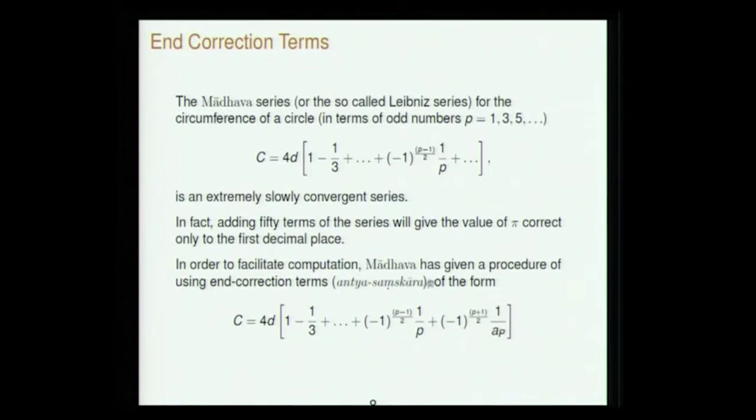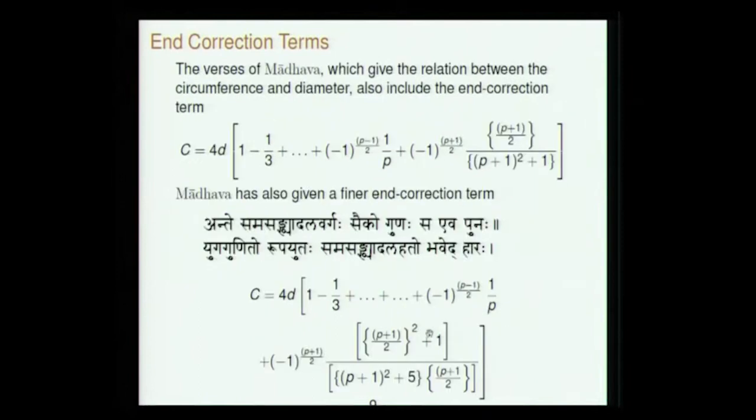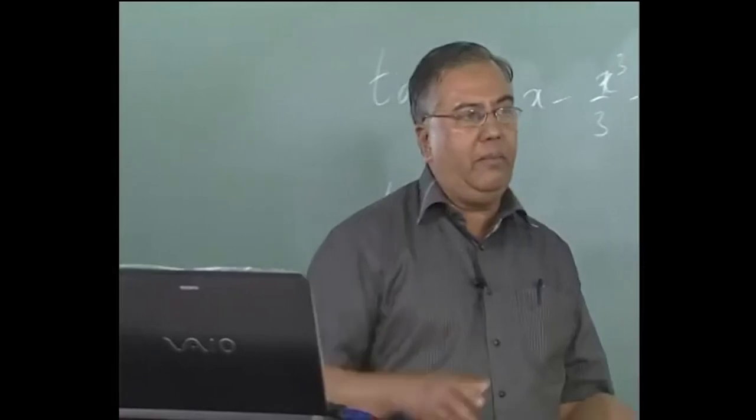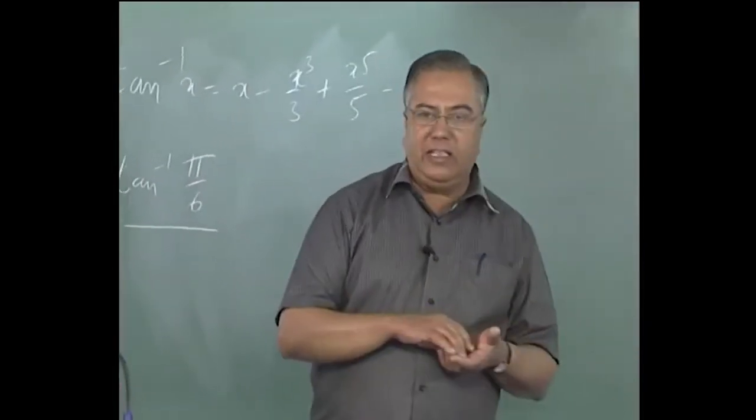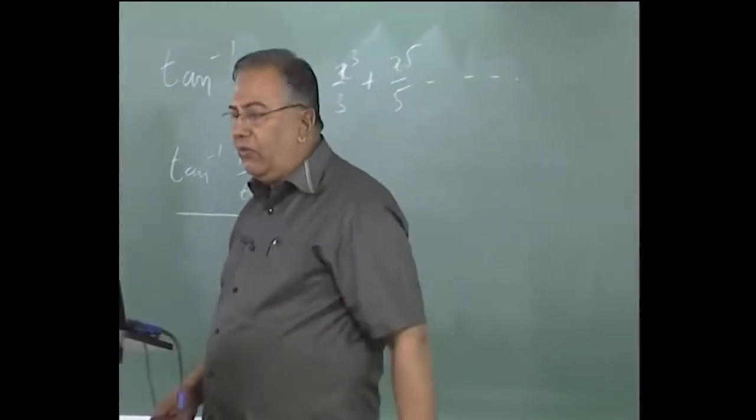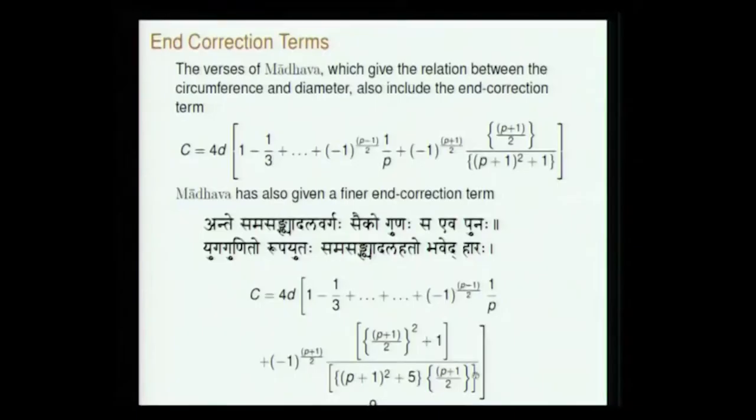So, Madhava has given a procedure. What Madhava is saying is, add a correction term like this after some odd term, whatever odd term that you want. You sum it up to 1 over 273 or whatever, then put a correction term. Obviously, the correction term depends upon the p value. The verses of Madhava that we first quoted, where the pi by 4 series is enunciated, that verse itself gives you the correction term that Madhava proposed.